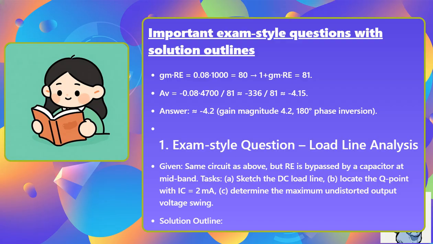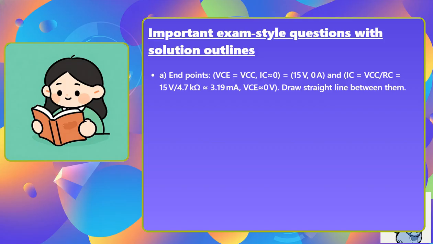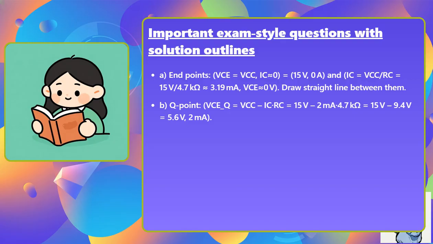Solution outline. A. Endpoints. Collector emitter voltage = VCC = 15 volts, collector current ≈ 0 amps; and collector current = VCC / RC = 15 volts / 4.7 kiloohms ≈ 3.19 milliamps, collector emitter voltage ≈ 0 volts. Draw a straight line between them. B. Q point. VCE at Q = VCC - IC × RC = 15 volts - 2 milliamps × 4.7 kiloohms = 15 volts - 9.4 volts = 5.6 volts, at 2 milliamps.